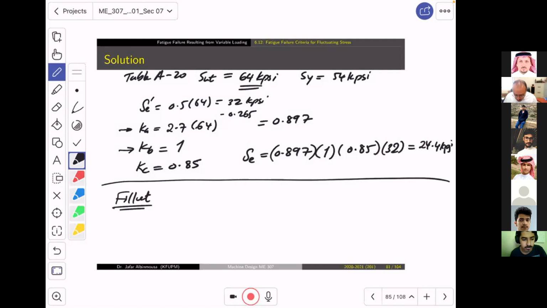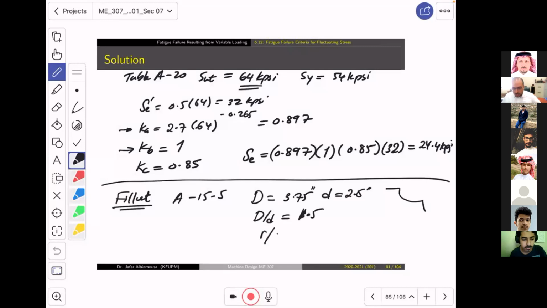Why? We go to table A15.5 for what? For a fillet. And then when we have a fillet, we will find that the capital D is equal to 3.75, small d equals 2.5. Of course, this is in inches. And D over d is equal to 1.5. Now, what is r? Small r over d, the radius of the fillet divided by the small diameter, is equal to 0.1.